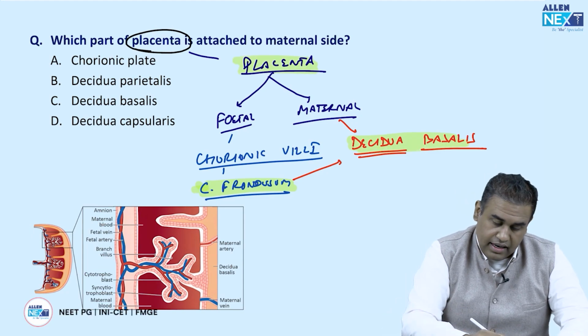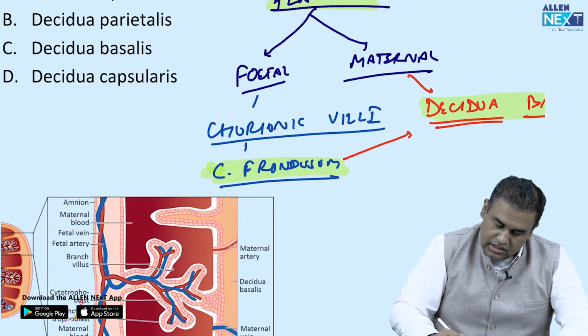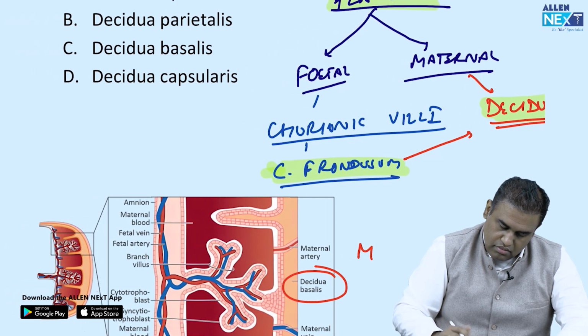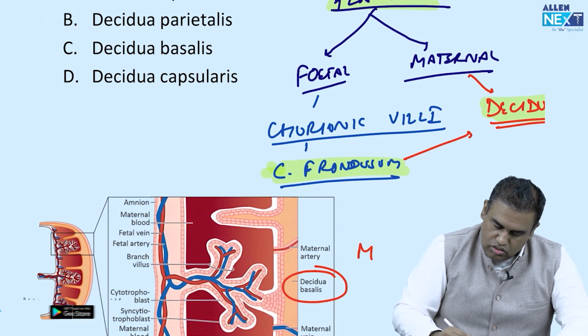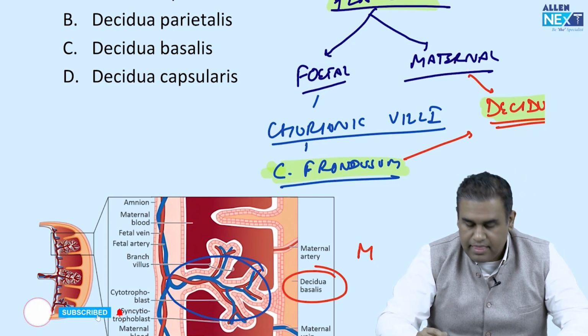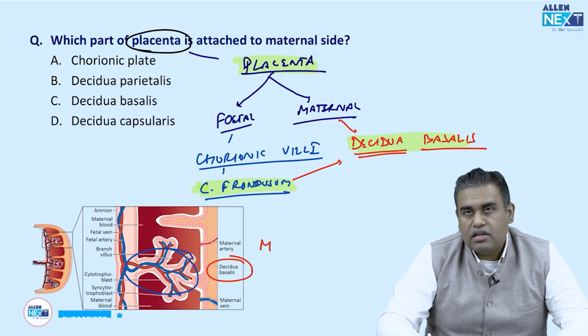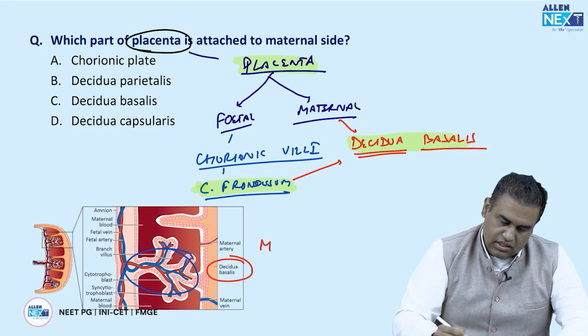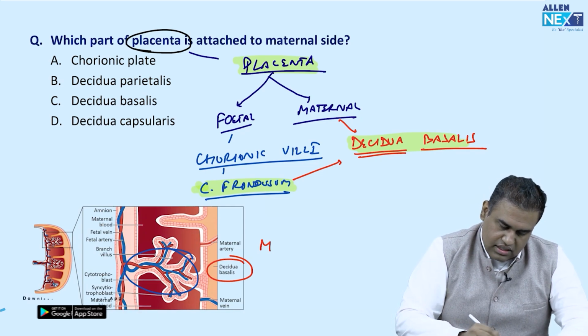Technically, this is it. In the image below you can see the decidua basalis from the mother side, and over here you can also see the chorion which is entering. There the exchange takes place, forming a hemochorial placenta. Therefore, the maternal side is decidua basalis. This is the decidua basalis.